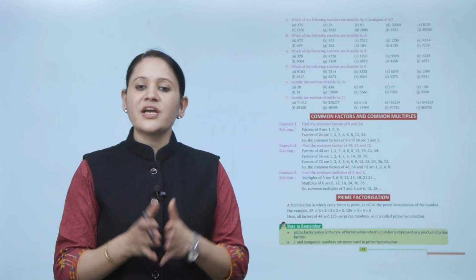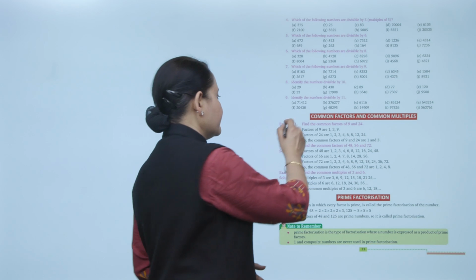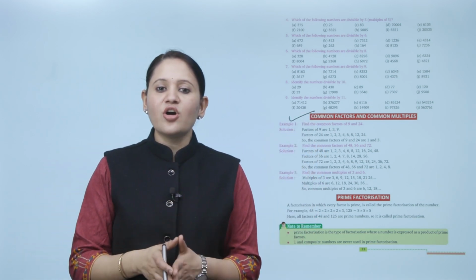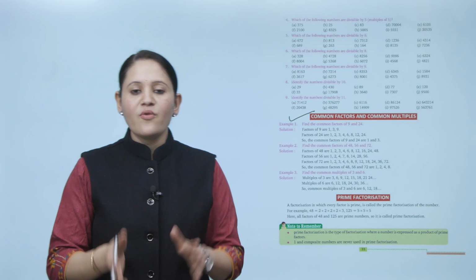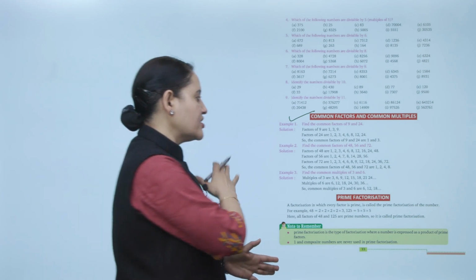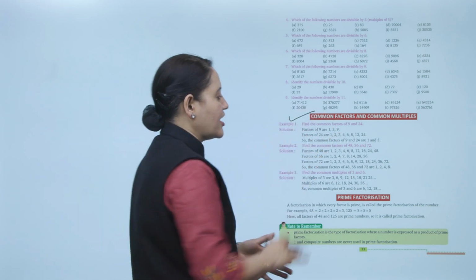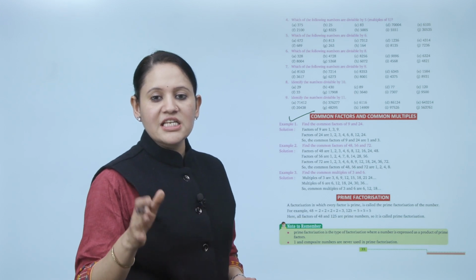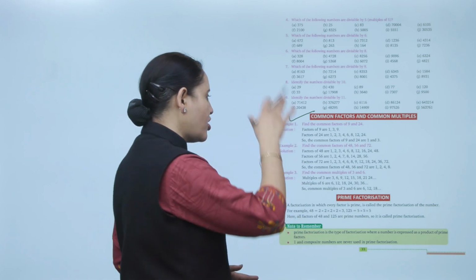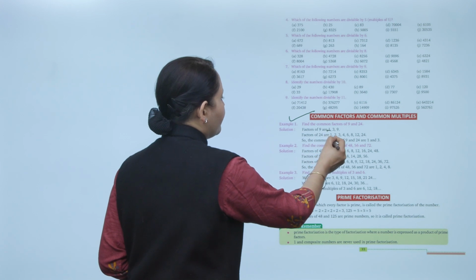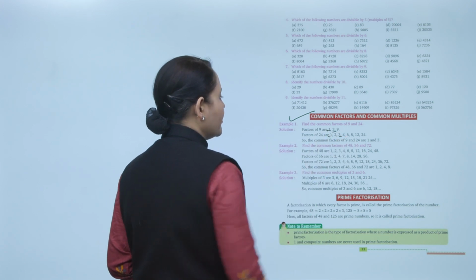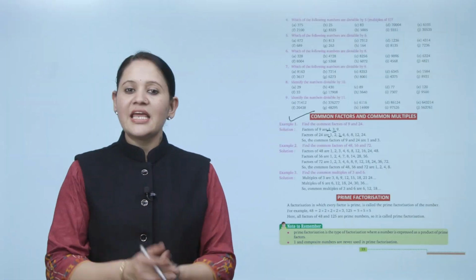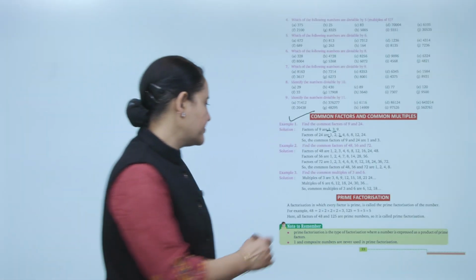Next is common factors and common multiples. Now we'll take an example. Find the common factors of 9 and 24. For that, first we'll find the factors of 9. They are 1, 3 and 9. Factors of 24, they are 1, 2, 3, 4, 6, 8, 12 and 24. What are the common factors? They are 1 and 3. So common factors are 1 and 3. Clear? Next is prime factorization.